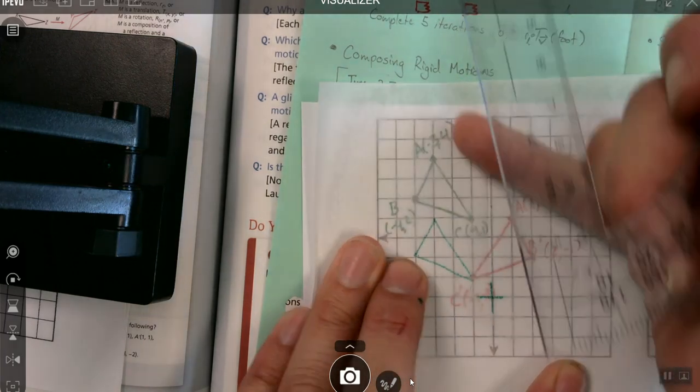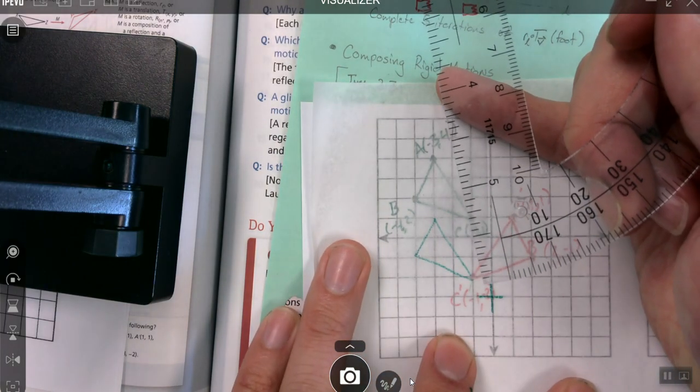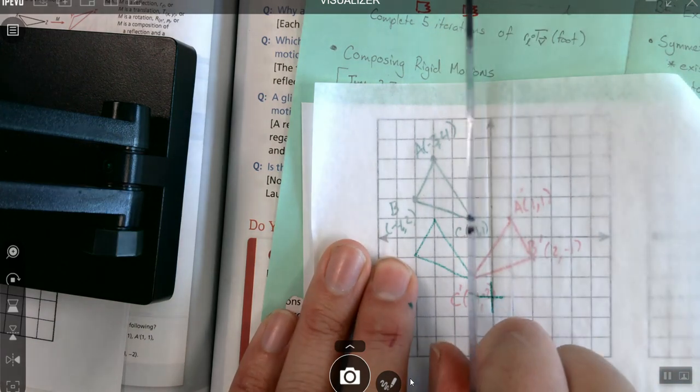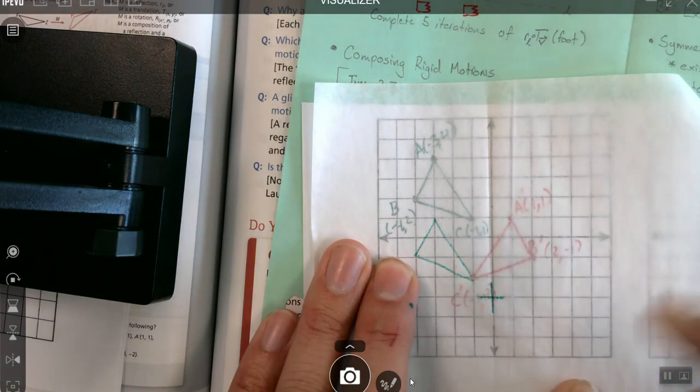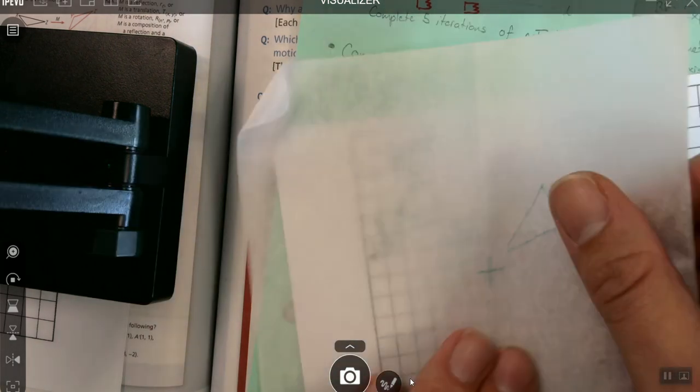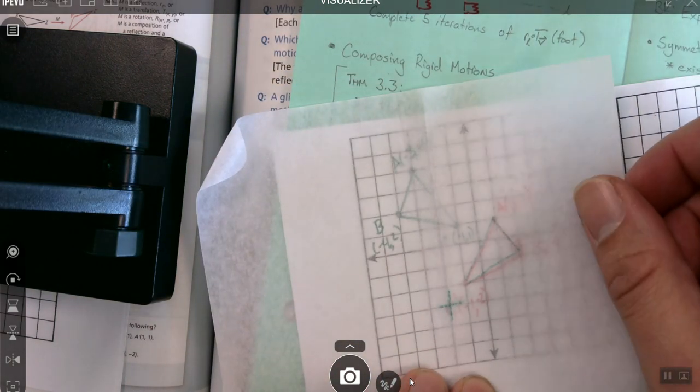But what else could I reflect at? Notice C and C prime are the same point, right? If I reflect over this, and I'll actually reflect it, so I just had to make sure that C prime is still there. If I reflect over that and put C prime back in the same spot, did it?